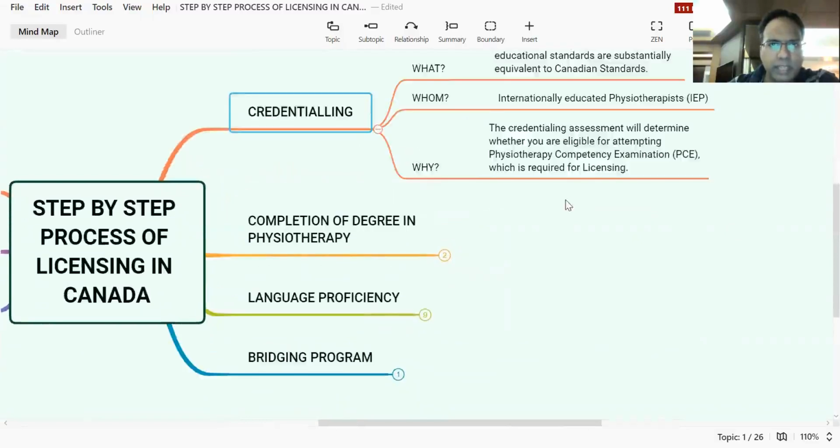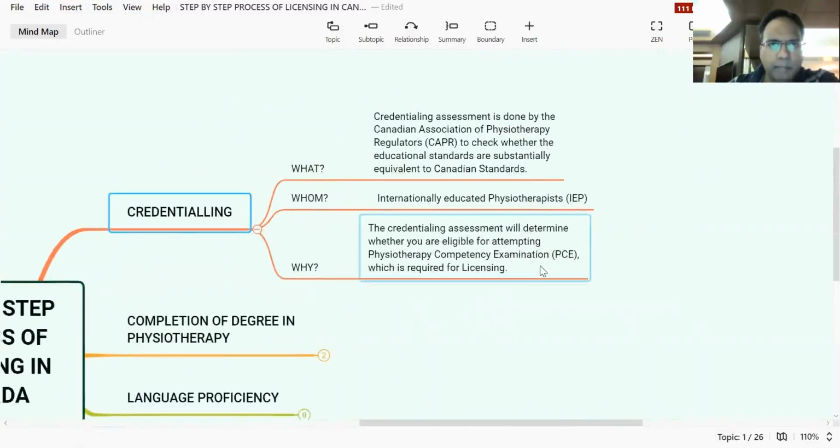The credentialing process is basically the assessment of the educational standards of your entry to practice degree in physiotherapy. They would like to know whether the standard of education is substantially equivalent to the standards in Canada. That is why they do the credentialing for the educational standards.